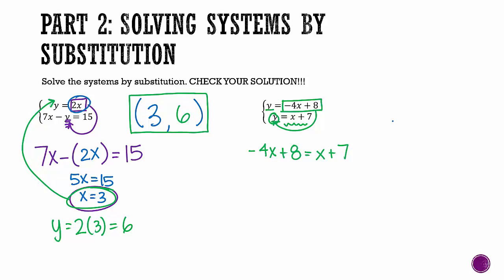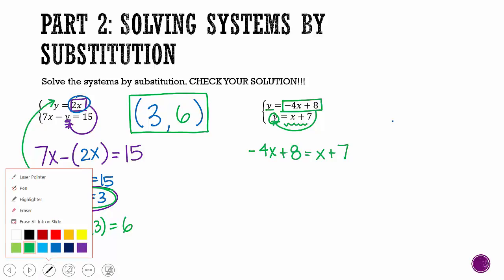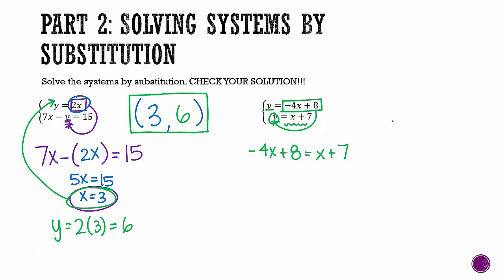Think if I was to tell you y was 6, you would just replace y with 6 and then start solving. Now I'm telling you y is negative 4x plus 8. And then just like before, everybody knows how to solve something like this. We'll subtract x from both sides and subtract 8 from both sides. So we'll end up with negative 1 here. And then if we divide both sides by negative 5, we get x is 1/5.